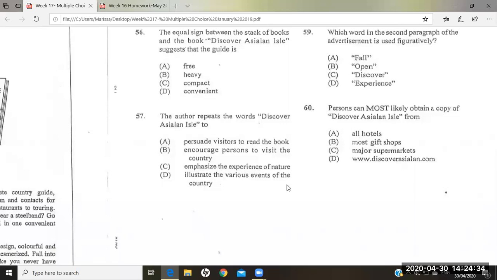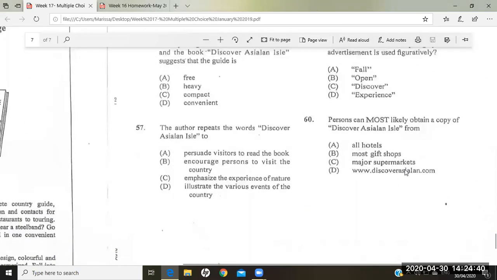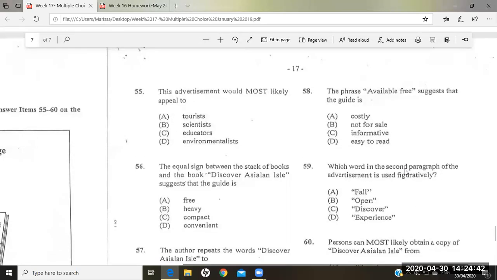Very good. It is B, encourage persons to visit the country. So when you keep saying Discover Asia Land, you are trying to persuade persons to visit the country. So the answer was B.